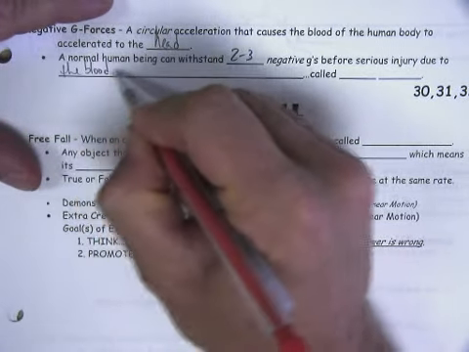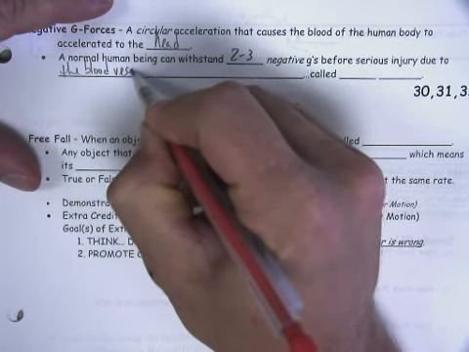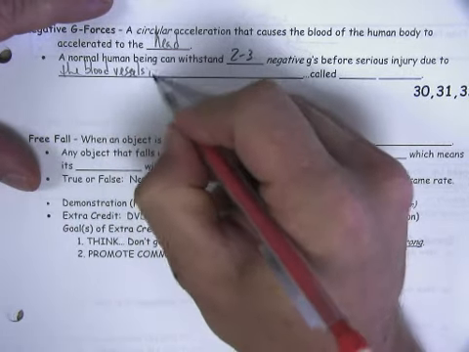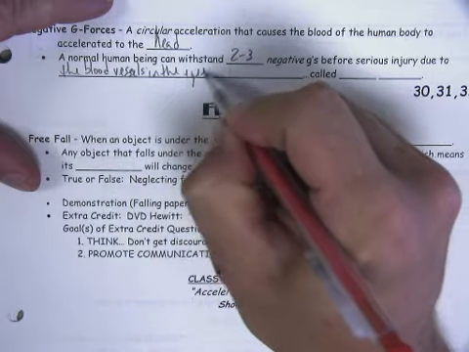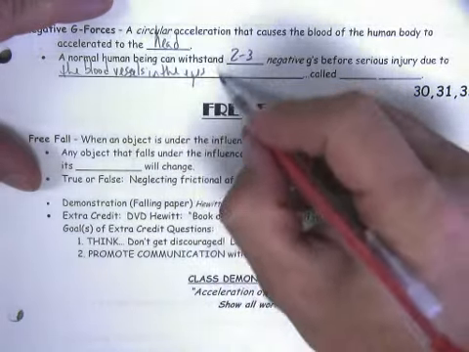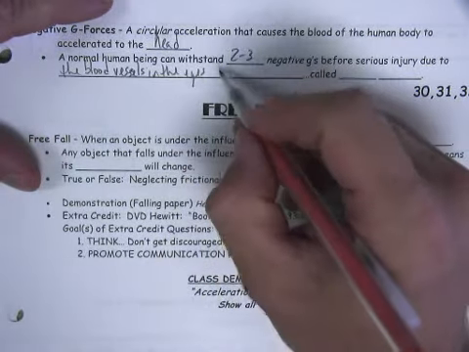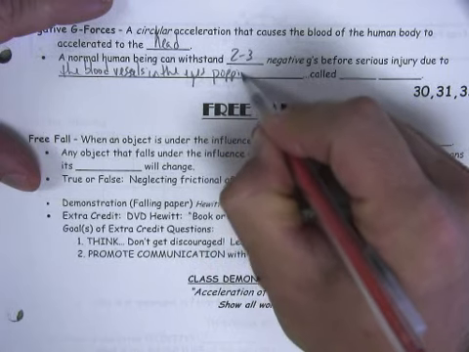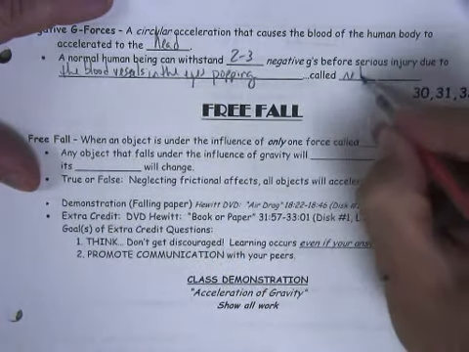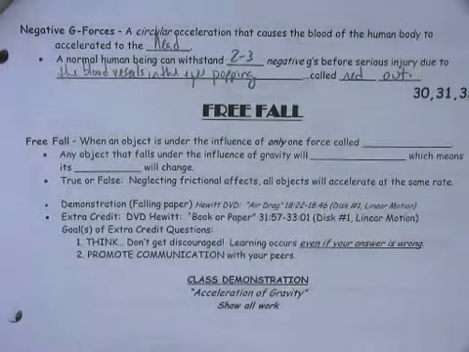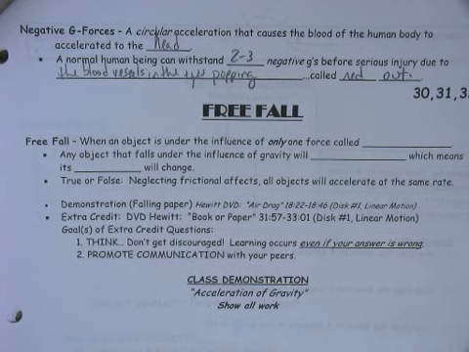The blood vessels in the eyes can be seriously damaged, and that's what we call a red out. What actually happens is too much blood will be in the head, and it'll cause blood vessels in your eyes to pop, and so that turns your eyes, or the whites of your eyes, red. So we have to be careful with negative g's.